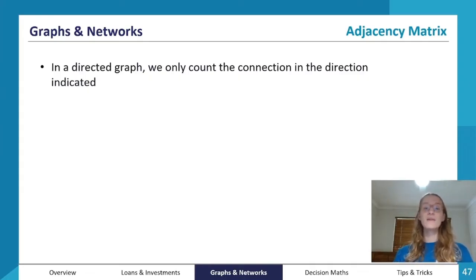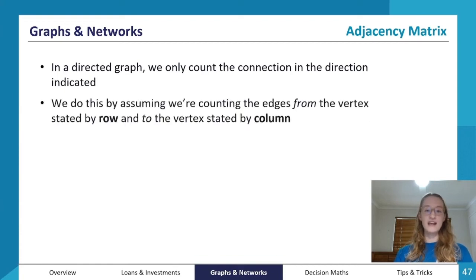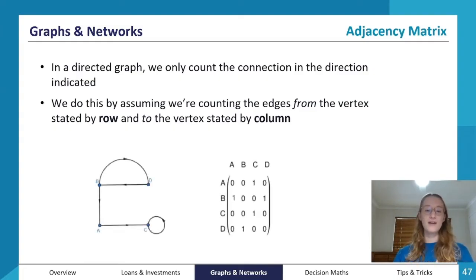So we only count the connection in the direction indicated. And we do this by assuming that we're counting the edge from the vertex stated by the row and to the vertex stated by the column. So to illustrate that, I've added our little labels here. So you can see here that A and C are connected, but we can see that it's a connection from A to C, not the other way around. So from is always indicated by the rows and to is indicated by the columns.